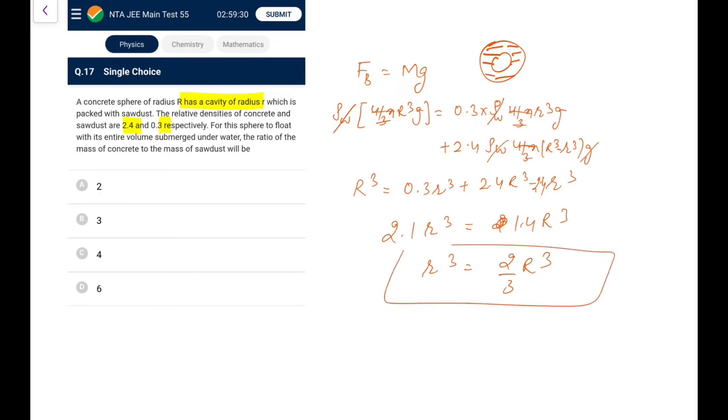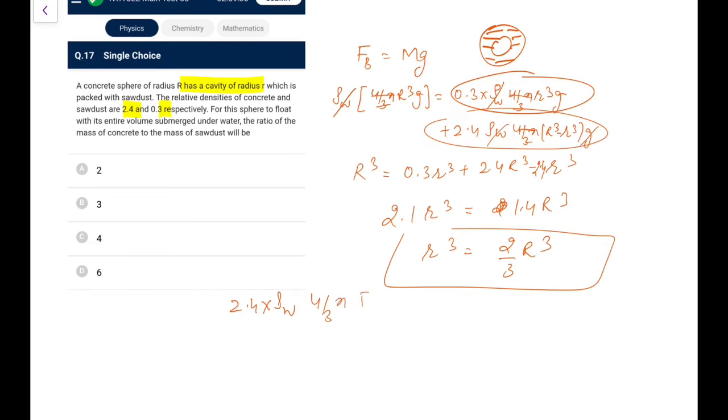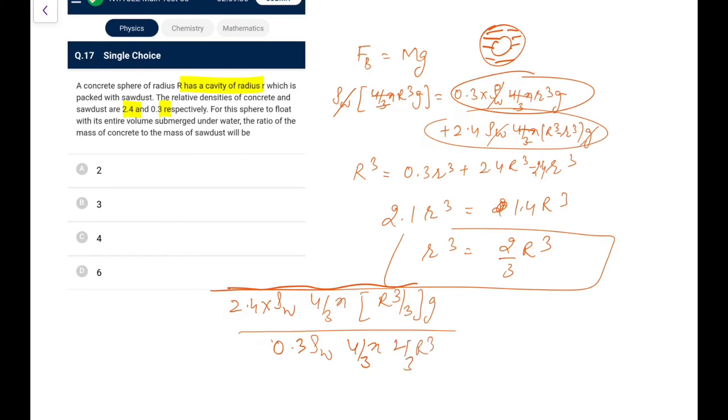That is the way we have. That means the volume, which is proportional to r cube, is basically 2/3 of the total volume there. So the ratio of the mass of the concrete to the mass of the sawdust, I have to calculate like this. That ratio will be 2.4 times rho w, 4 by 3 pi, R cube minus r cube, that will become R cube by 3, g, in the numerator, and sawdust is in the denominator: 0.3 rho w, 4 by 3 pi, r cube is 2 by 3 R cube, g. Cancel everything that cancels, the 3 gets cancelled, what I get is 2.4 here and 0.6 here, that comes out as 4:1.